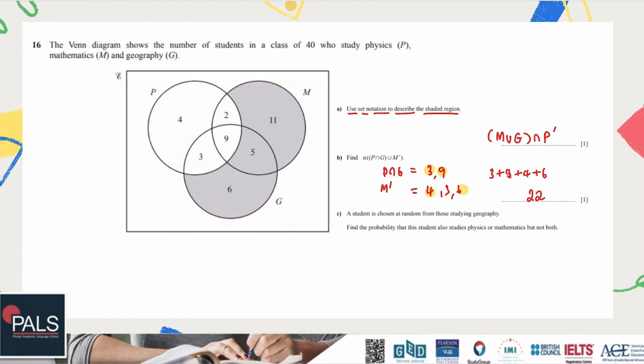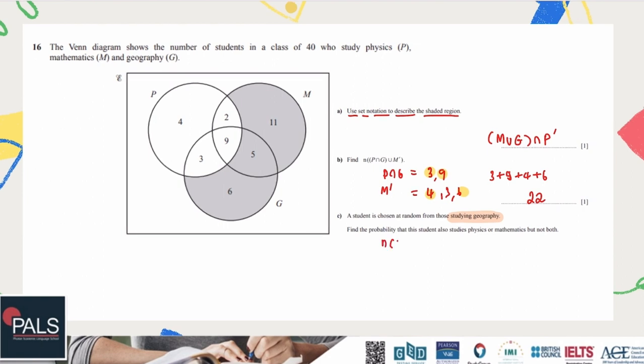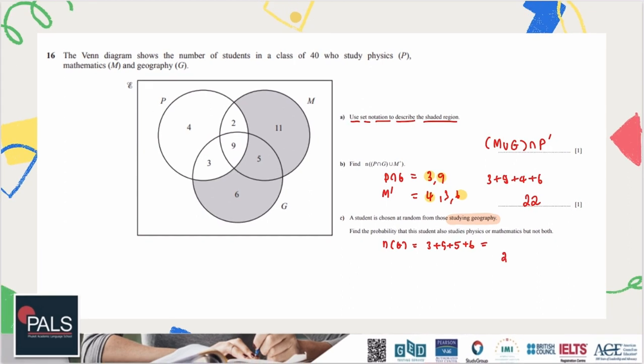So next question, a student is chosen at random from the students studying geography. So we need to find the number of students in geography first. The number of students who study geography is 3 plus 9 plus 5 plus 6. So how many students? 3 plus 9 plus 5 plus 6 is 23.